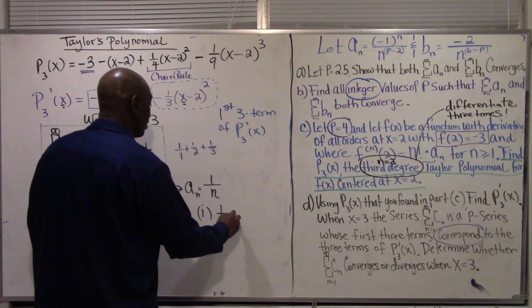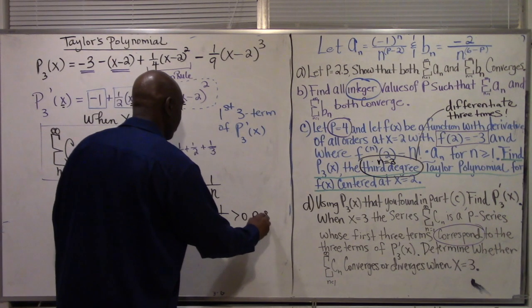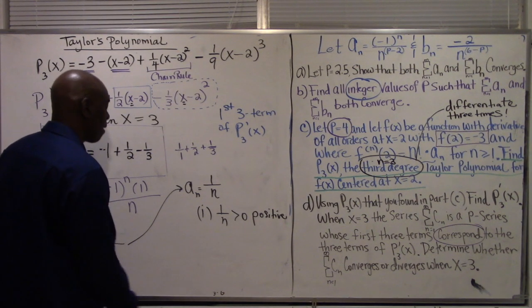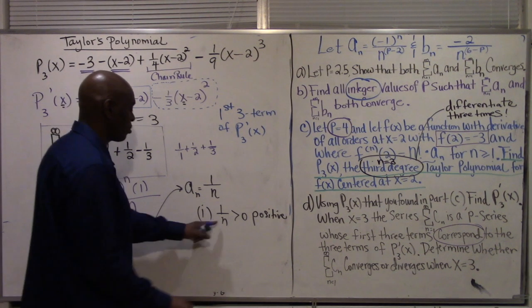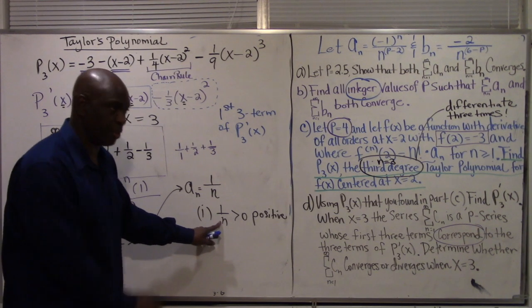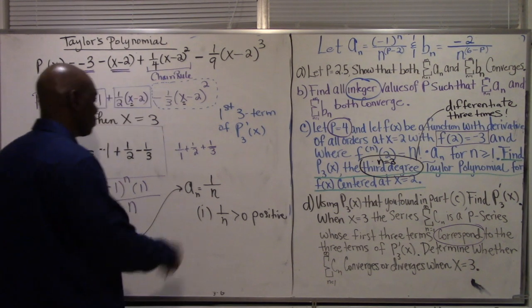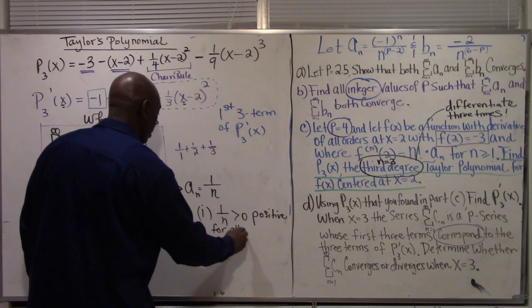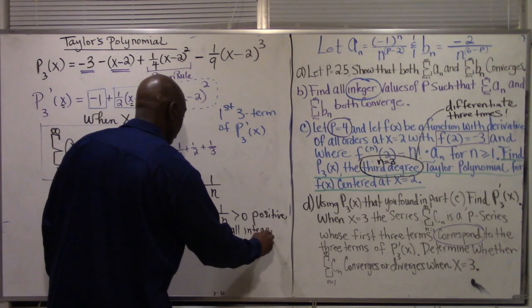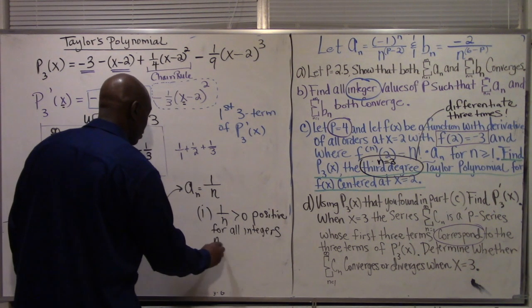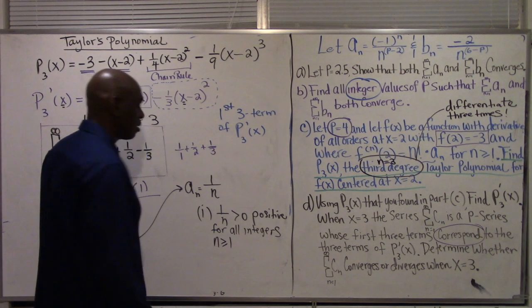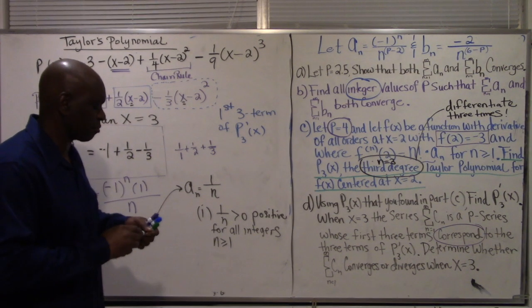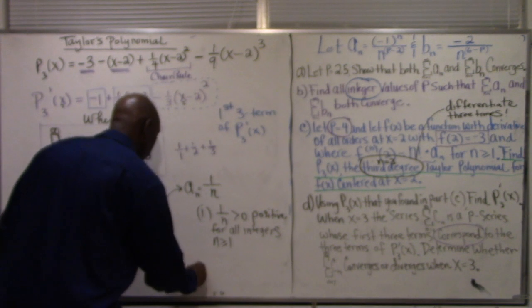Condition number 1. 1 over n is greater than 0. It is positive. And it's positive for all n greater than or equal to 1. Because my first term, if I put in 1, I'm going to get 1. Put in 2, I'm going to get a half. Put in 3, I'm going to get a third, a fourth, a fifth. So it's positive. It's greater than 0 for all integers n greater than or equal to 1. That's number 1.